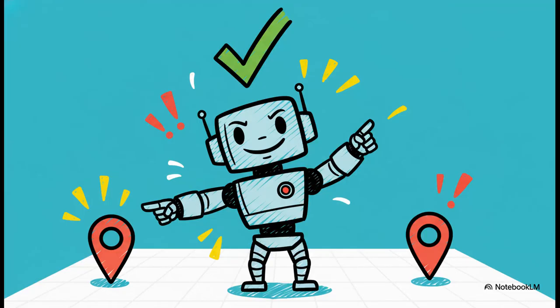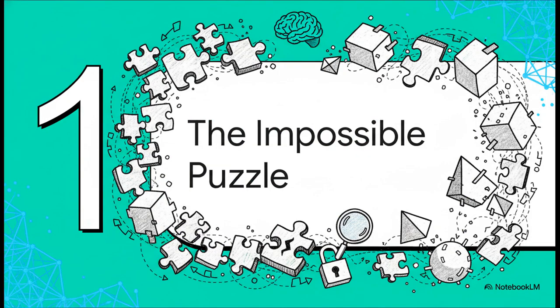And the answer is not just yes. It can actually pinpoint their locations with, get this, perfect accuracy. Now that should be impossible. And this one little fact pulls back the curtain on a huge secret about how AI really sees the world. This whole contradiction is so wild that the researchers who stumbled upon it called it, fittingly, the impossible puzzle.